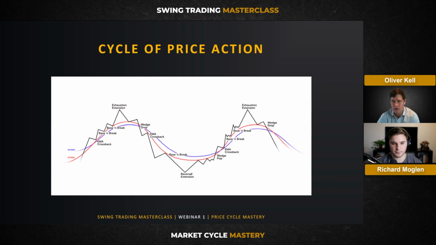It always happens. Sometimes it happens higher, sometimes it happens quicker, but just be patient because the key is to manage your risk. That's really the only thing we have control over. And that crossback can be a low risk area to try to get involved.